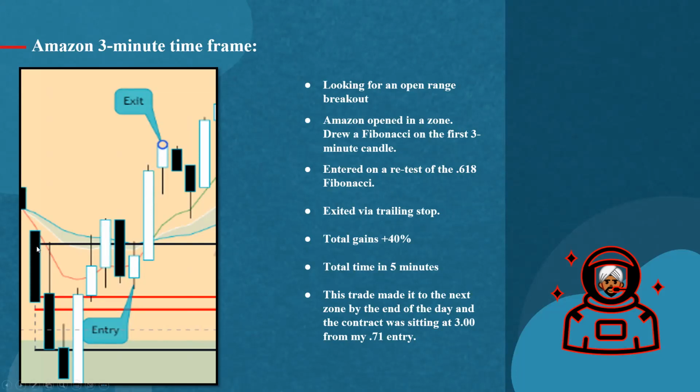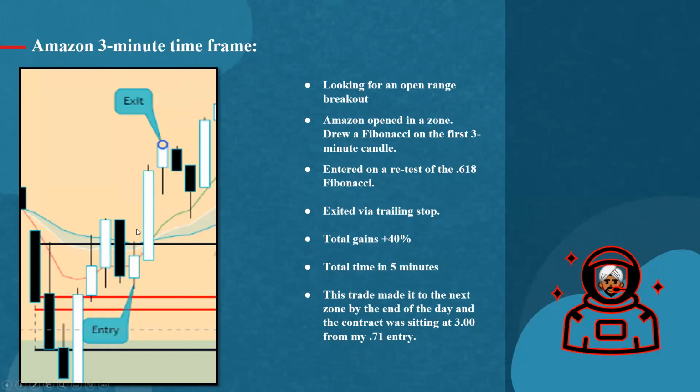So what I did was draw a Fibonacci on the first 3-minute candle right here, right? And I waited. Here's the breakout down, but I didn't get in because I get in on retest. And when we retested, we just came back, right? So we came back, we broke out here. And once we retested the 0.618 Fibonacci, that's when I got in. Again, I got in as this wick was forming and I exited right here. This is an open range breakout.